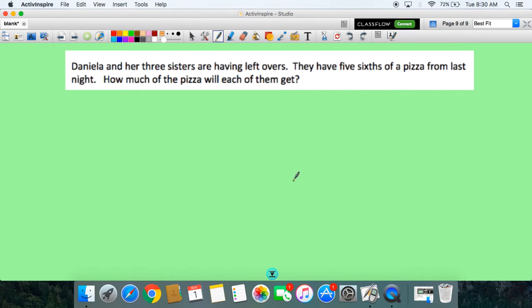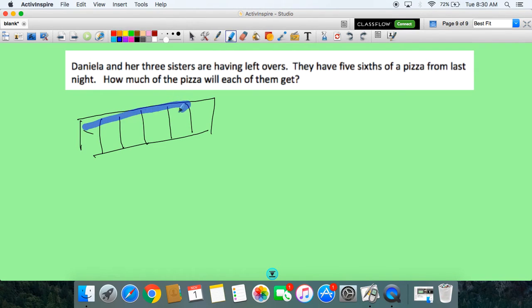So Danielle and her 3 sisters are having leftovers. They have 5/6 of a pizza from last night. How much of the pizza will each get? You can do it 2 ways. 5/6. Let's draw 5/6. 1 2 3 4 5 6. Let me shade 5 to represent what I have. Not the best shading. Okay, so that's how much pizza they have.